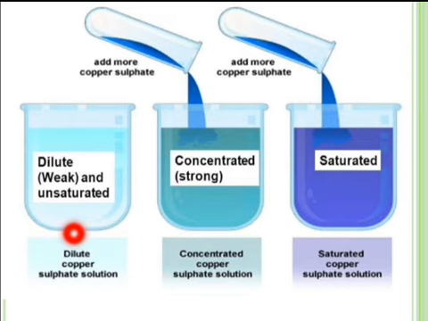For example, here in 100 ml of water, some amount of copper sulfate salt is added as solute, and you can see that this is dilute and unsaturated. Means this type of solution has the ability to add on more solute into it. So here the solute quantity is less and solvent quantity is more, and it has made a dilute and unsaturated solution.